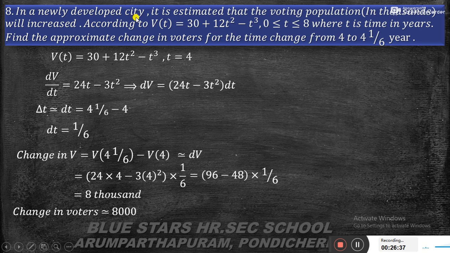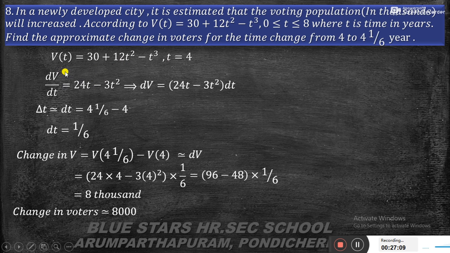You see, in a newly developed city, it is estimated that the voting population in thousands will increase. According to this voting population, that means V of t equal to 30 plus 12 t square minus t cube, t lies between 0 and 8, where t is time in years. Find the approximate change in voters for the time change from 4 to 4 plus 1 by 6 year. So they give the voting population V of t equal to 30 plus 12 t square minus t cube, t equal to 4.